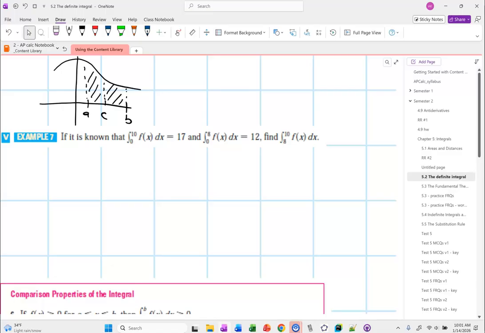The way we're going to do this kind of question is with our properties. The properties we've looked at. We want to end with the integral from 8 to 10 of f of x, right? So I'm going to find the integral that has the 8 as one of its bounds, and I need to get the 8 in that lower position. How do I switch the bounds on my integral? Negative. Make it negative.